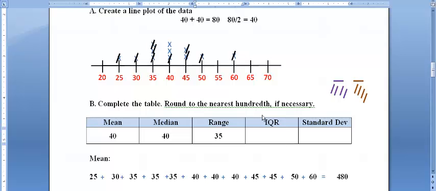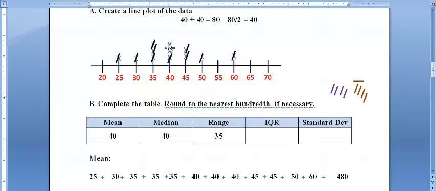Next, we need to find the IQR. But in order to find the IQR, we need to find Q1 and Q3. Now remember, Q1 is the median of the lower half of the data values, and Q3 is the median of the upper half of the data values. So in order to find Q1, I'm going to separate my data values right here, because we don't want to include the median. And we know the median is where this purple bar is, because we found the median as the halfway point between the two 40s.